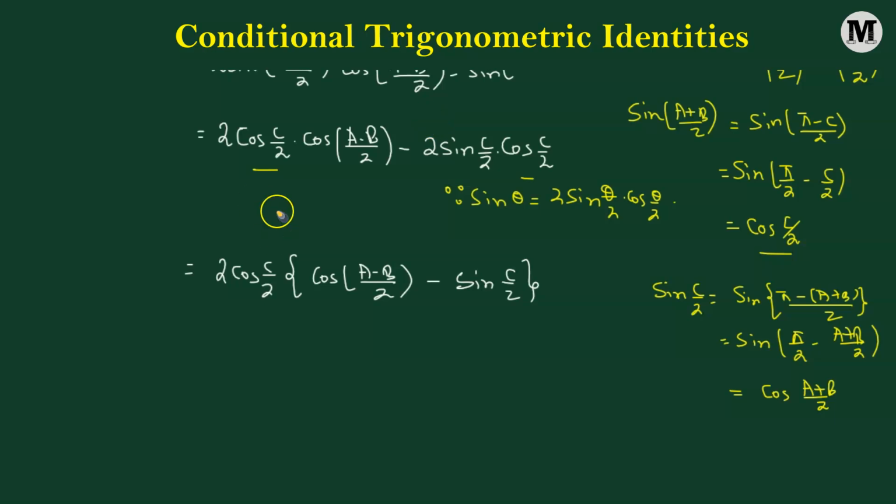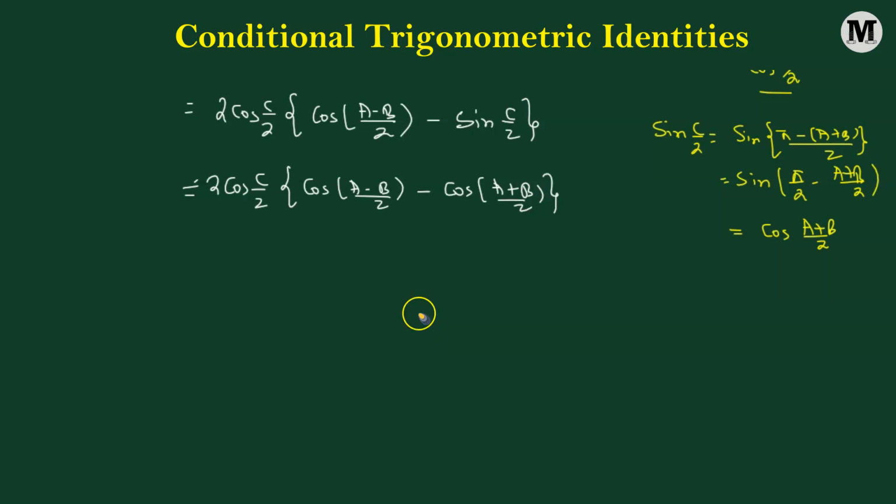Our expression now becomes 2 times cosine of the angle c over 2 multiplied to cosine of the angle a minus b divided by 2 minus cosine of the angle a plus b divided by 2. Now what we have is a difference of two cosine functions.